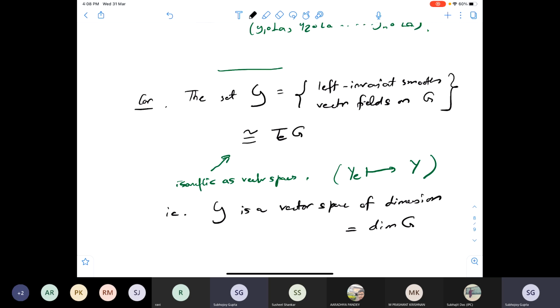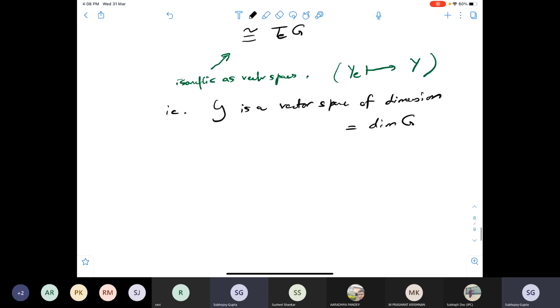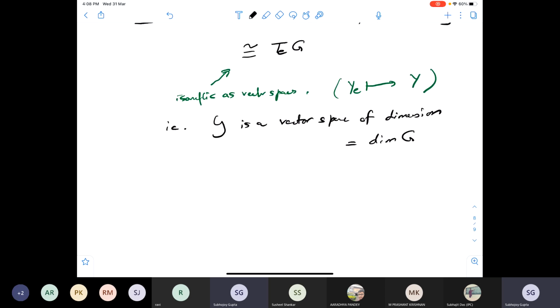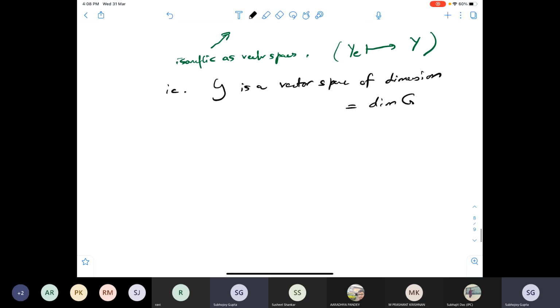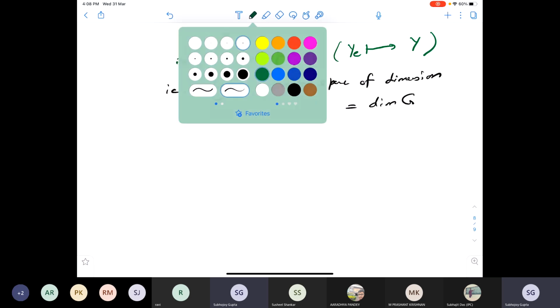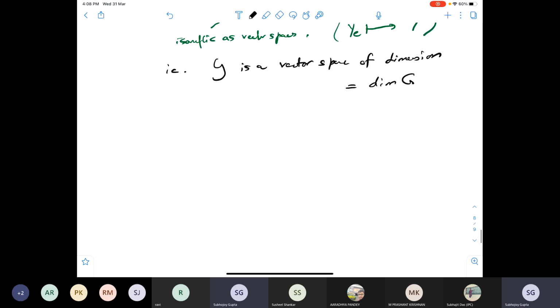All right, so this space of left invariant smooth vector fields on the Lie group is actually going to be very important for us because it turns out it's more than just a vector space. Okay, so I've already said I'll go a little bit over time, so I'm going to do a little bit more. Let me just end with one more definition.